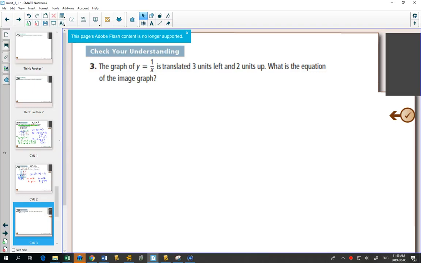The graph of y equals 1 over x is translated 3 units left and 2 units up. So first of all, this was one of the graphs that we knew from the beginning. As soon as you see the equation, your mind should say, I know that my 1 over x graph has an asymptote here, an asymptote here, and it has this shape.